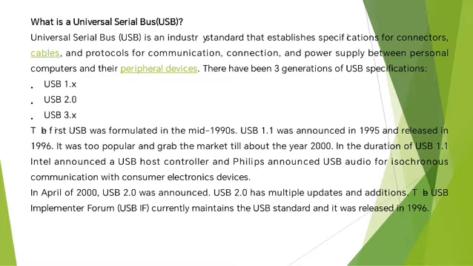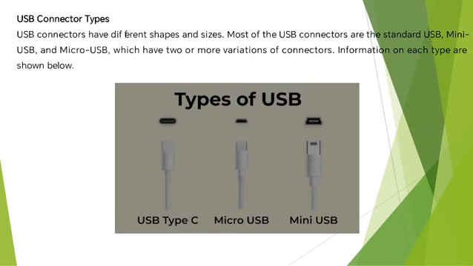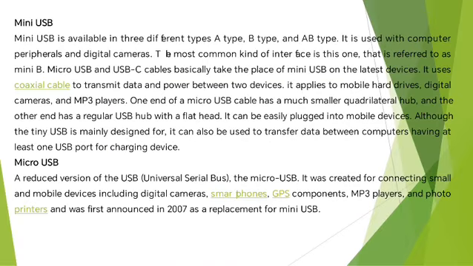There are three generations of USB specifications: USB 1.x, USB 2.0, and USB 3.x. This picture shows the types of USB: Type-C, micro USB, and mini USB. Mini USB is available in three different types: A type, B type, and AB type. It is used with computer peripherals and digital cameras. The most common kind of interface is referred to as mini B.